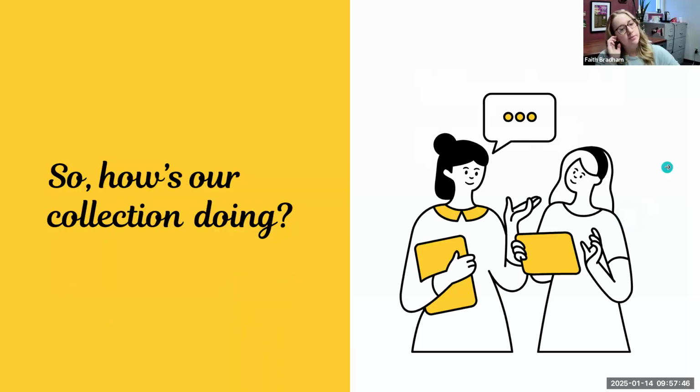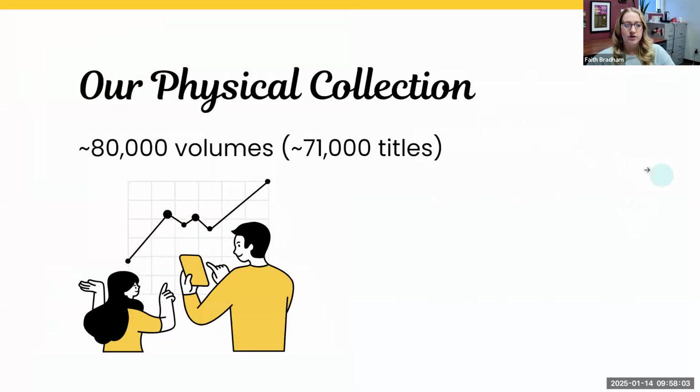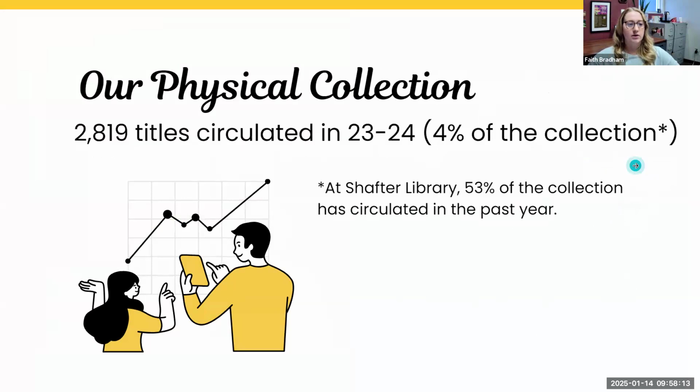Yeah. So before I get into what we are doing, I just wanted to talk about why we're doing it. So just taking a look at what our physical collection currently looks like. I don't know how many of y'all have been in our stacks recently or taken a look on OneSearch to see what we have available physically, but I just have a few stats I wanted to show you. So we have about 80,000 volumes, which translates to right around 71,000 titles. And if you want to know the difference between those two, I can tell you.